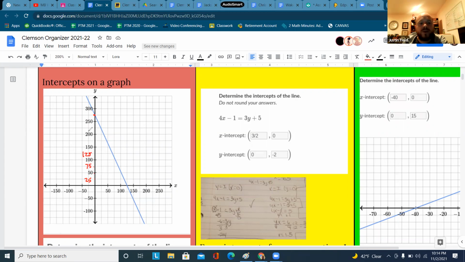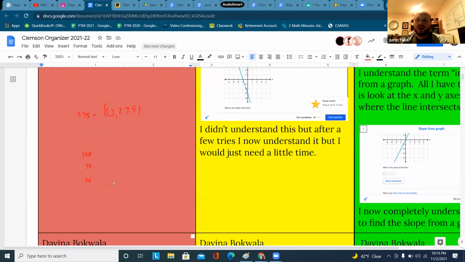All right, so what we want to do is say what's halfway in between there? That would be none other than 275. So this is the point 0.275. And then same thing here. It doesn't have to be the exact same, but do you know what?